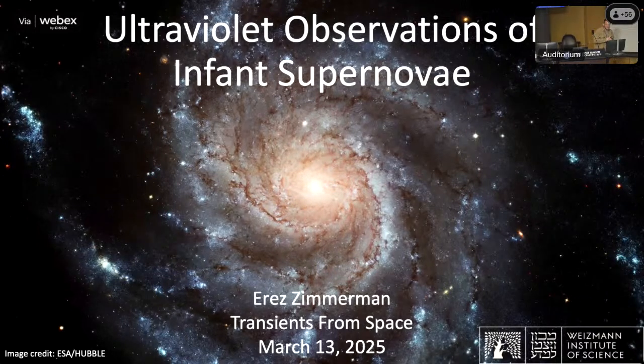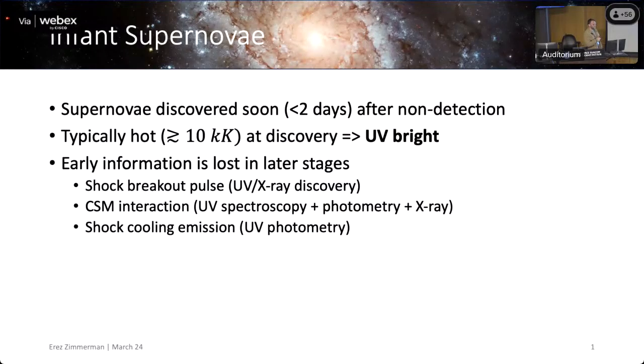Hi, everyone. I'm Erez Zimmerman from the Weizmann Institute, PhD student. And so today I want to talk about infant supernovae. So infant supernovae, as discussed earlier, are supernovae discovered soon. We define it as 2 days after null detection. And because they are typically very, very hot at discovery in the early phases, they are also UV bright, which is compelling to observe with UV instruments, which of course is done from space.